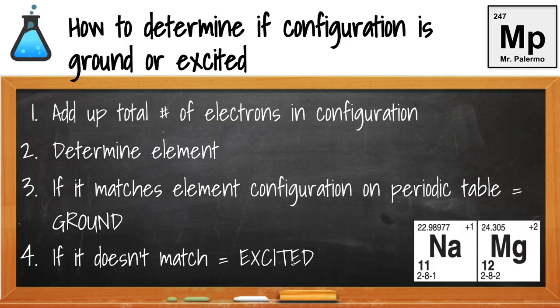So how do we determine if the configuration that you are presented with in a question is the ground or excited state configuration? If I gave you an example like 2-8-2, first thing I want to do is figure out what element that is. So I'm going to add up the total number of electrons in that configuration. So 2-8-2 is going to give me 12 electrons. That means 12 protons, which means atomic number 12. And so atomic number 12 is going to be Mg. So I determined the element by doing that. If it matches the configuration on the periodic table, then we know it's ground state. If it doesn't match, then we know it's an excited state. So 2-8-2 matches perfectly, so we know that's a ground state configuration.